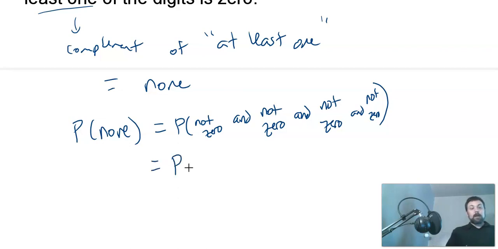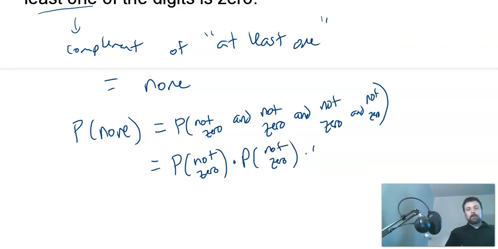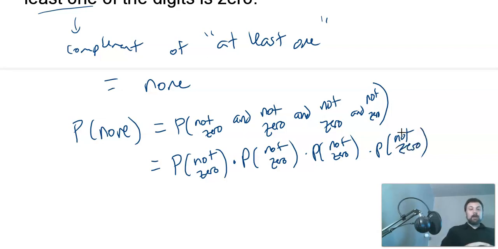So I'm going to multiply the probability that the first number is not 0 times the probability that the second number is not 0 times the probability that the third number is not 0 times the probability that the last number is not 0. And that's how we will know that we have no zeros in our 4-digit lottery submission. All right. Now, if I'm picking numbers at random, what's the probability that when I pick that first number, it will not be 0?